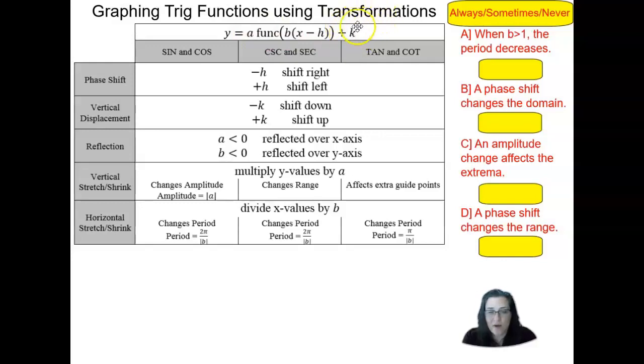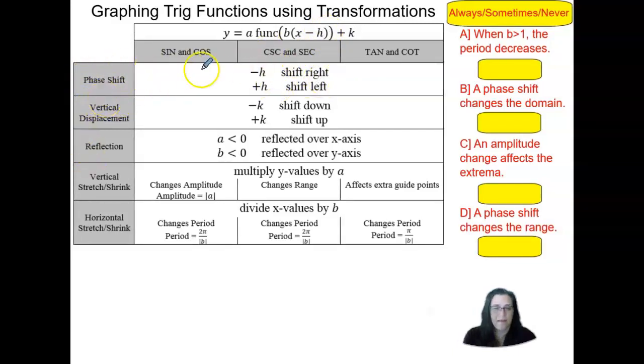The k was the vertical translation, which would move the graph up and down. For trig functions, we call that vertical displacement instead of a vertical translation, but it's the same process, same outcome, just a different vocabulary word. The h we would call, with regular functions, a horizontal translation. In trig functions, we refer to the shift left and right as a phase shift.